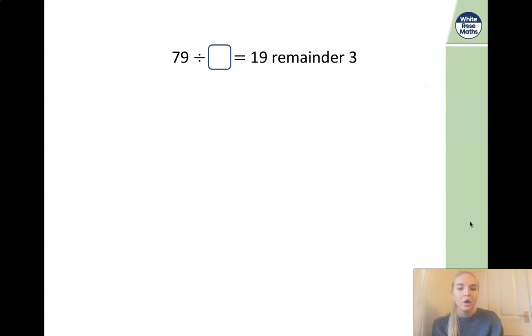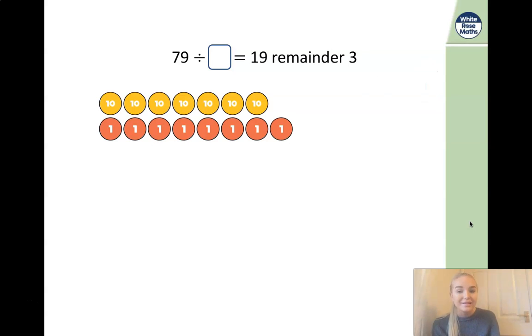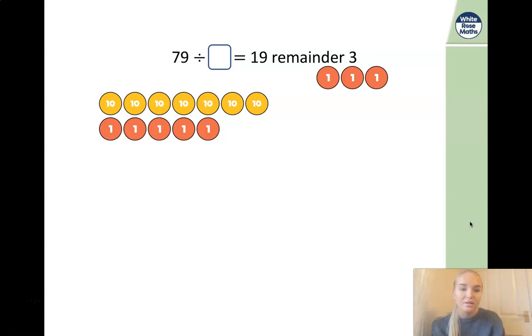Okay, so we can first of all make 79 using place value counters. We have 7 tens and 9 ones. We also know that we have a remainder of 3, so we can put these counters to the side for now so that we can start making groups of 19 to see how many groups we have, for then we can work out what our divisor was.